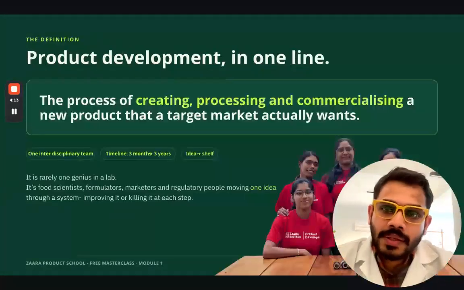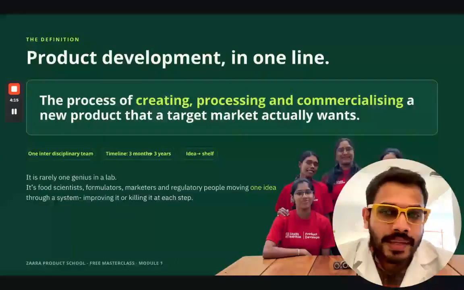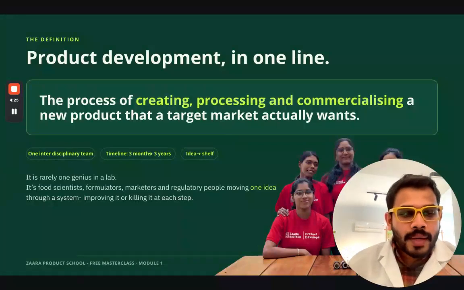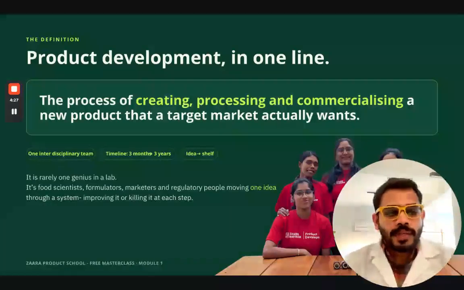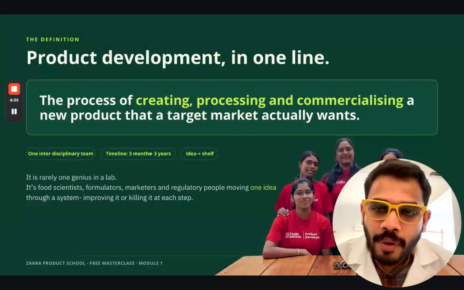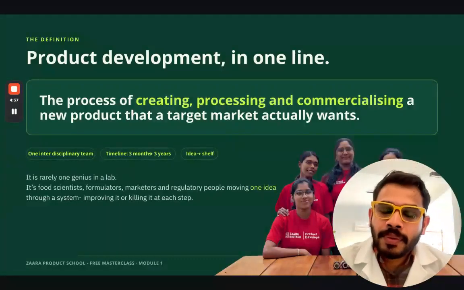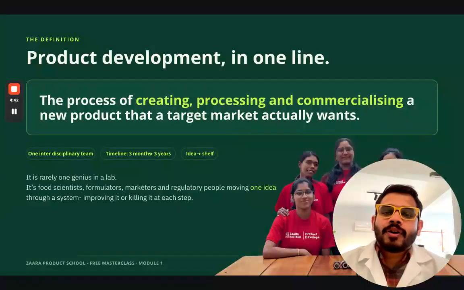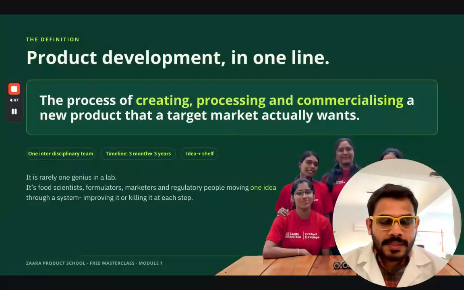From that we go for product development. Product development in a one-line definition is creating, processing, and commercializing a new product based on the target audience. We need to analyze the target audience in a better way. For example, you need to know whether the product is relevant to the market, and whether there is any problem really affecting people. For example, if you're planning to develop a pesticide, you need to analyze the competitors already in the market, and what types of pesticides the farmers are using.